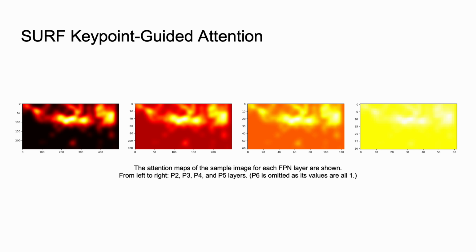And here we can see the sample image shown before and with the gradient map applied. So from left to right, we have the P2, P3, P4, and P5 layer. And P6 is omitted here because all of its values are 1.